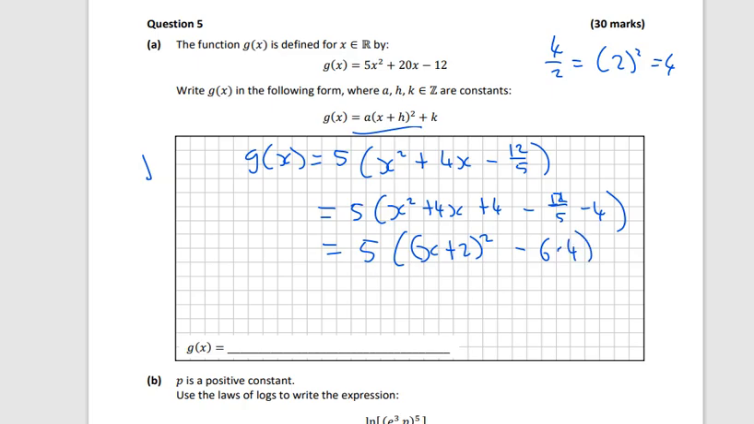Now the 5 is still outside the bracket. They don't want it exactly in that form. They want you to multiply the 5 by the 6.4. So it'll still be 5 times the x plus 2 squared. We're not multiplying it into that. But 5 multiplied by 6.4, you'll have to do on the calculator. And it gives you 32, so minus 32.